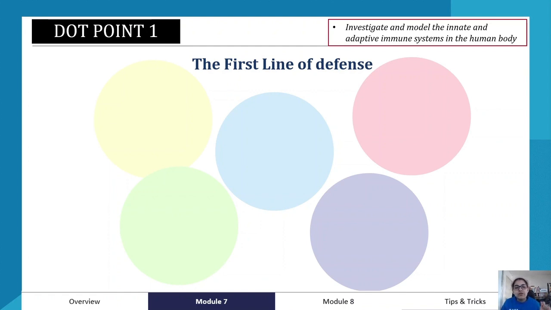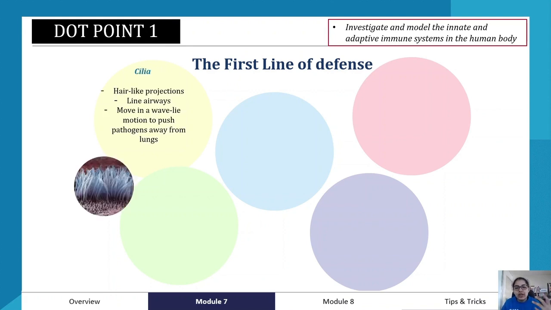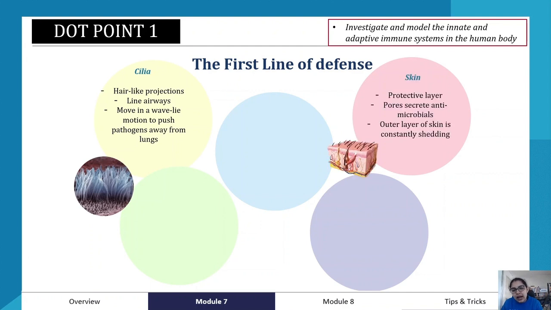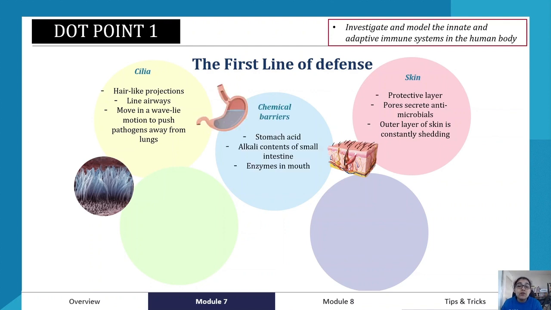module 8. So the first line of defense essentially includes cilia, which are the hair-like projections. They line airways and they move in wave-like motions to actually push the pathogens away. We've got skin. It's a protective layer. The pores secrete antimicrobials, and the outer layer is constantly shedding. We've got chemical barriers within our body.